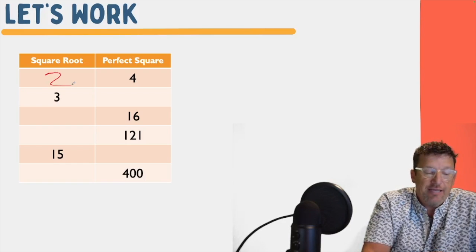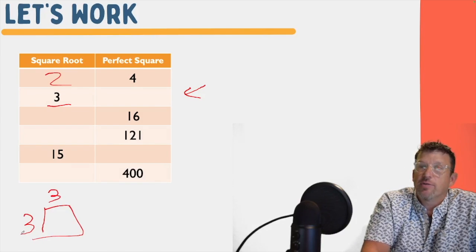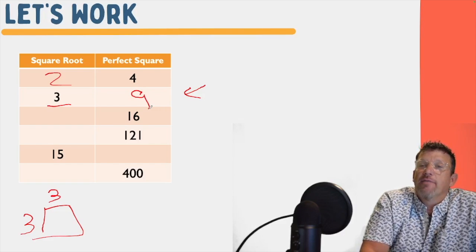On this side, they give us the square root, and they want us to know the perfect square. So the square root means we have a square, and one side is 3, which means the other side is 3. So what does that make the perfect square? 9. Fill out the rest of this chart and see if you can figure out what the square roots and perfect squares are, and then we'll go over it together. Pause the video if you need to.